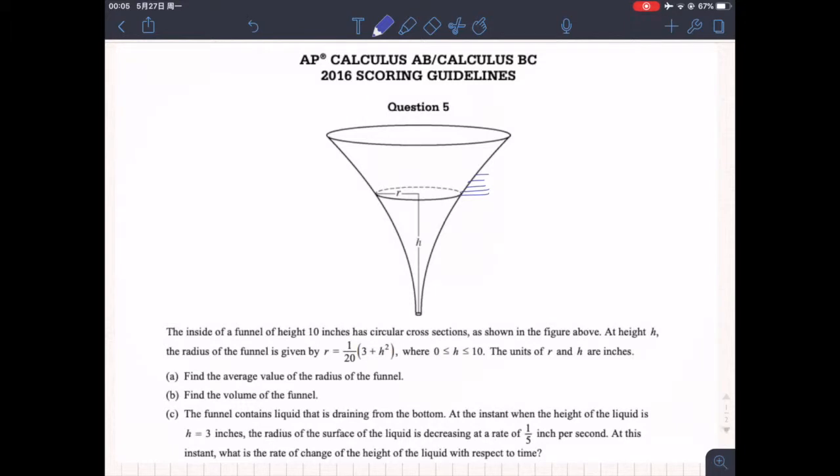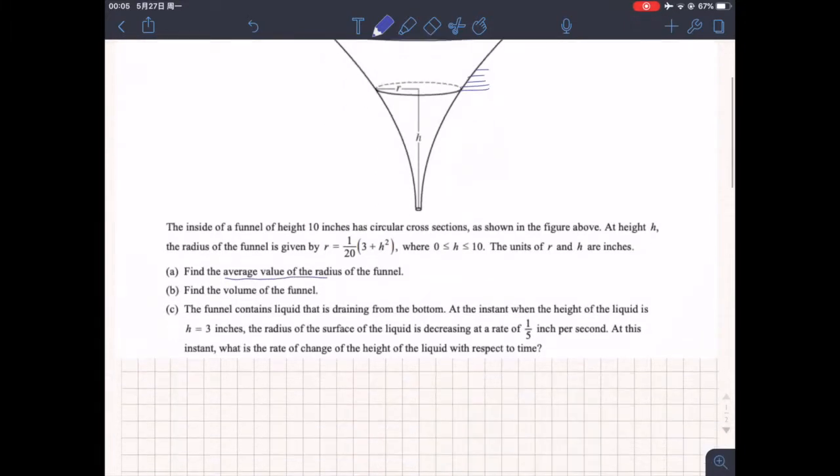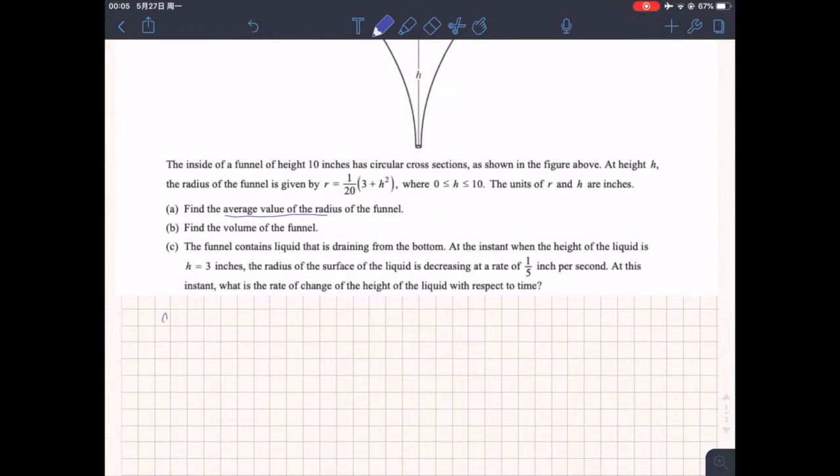What is an average value? Average value is the values added up together divided by the number of the values. So in this case, we do an integral, integrating the sum of the radii and dividing by 10, which is the length of the interval. This is a non-calculator question, so we need to do the integrals by ourselves.